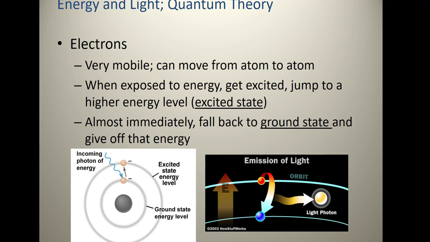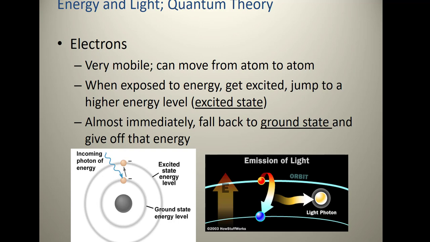So let's look at energy, light, and quantum theory. Electrons are very mobile. They can move from atom to atom, and when they do that, we can have bonding. But what we want to focus on here is the electrons in just one atom. When these electrons in the atom are exposed to energy, they get excited, they absorb that energy, and they jump to a higher energy level. Oftentimes it's called a quantum leap or a quantum jump because it takes in a certain amount of energy, and that translates into going to an excited state. It just means that it jumps further away from the nucleus.